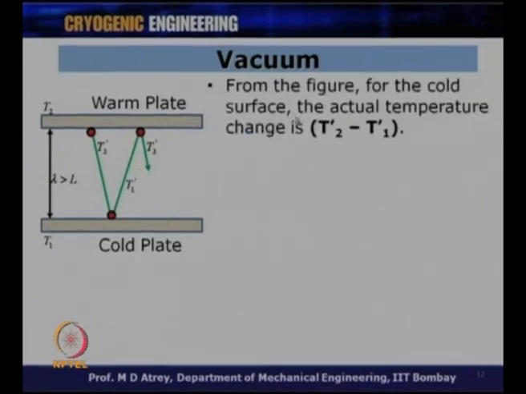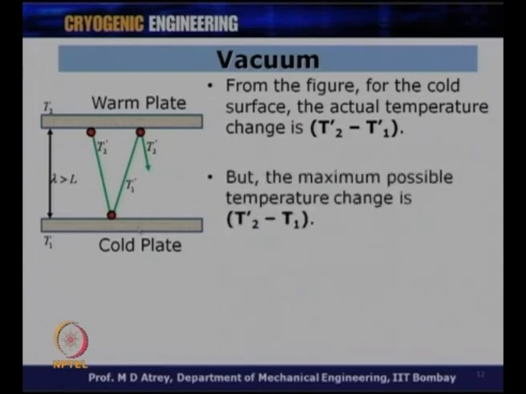So, from the figure, for the cold surface, the actual temperature change is T2 dash minus T1 dash. For the cold surface, the gas is coming at T2 dash while it is leaving at T1 dash. So, the change in temperature of the molecule is T2 dash minus T1 dash, while the maximum possible temperature change, if the gas is coming at T2 dash, would be, with perfect heat transfer, attaining the temperature of T1. So, the maximum possible change would have been T2 dash minus T1. The actual temperature change was T2 dash minus T1 dash, and the maximum possible change was T2 dash minus T1.